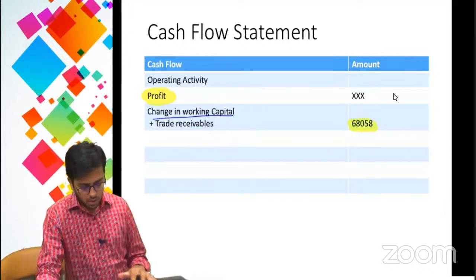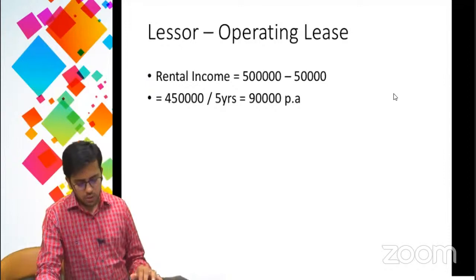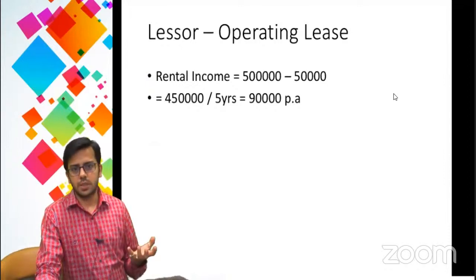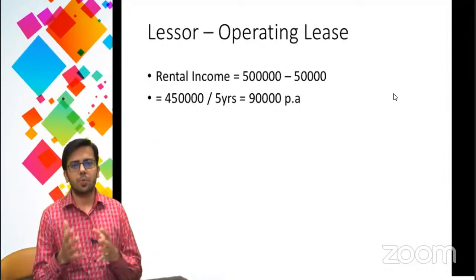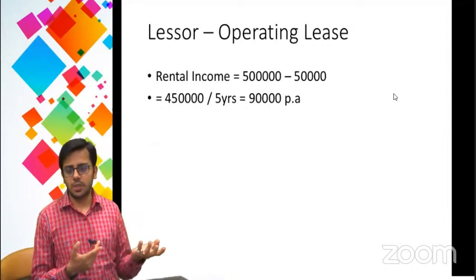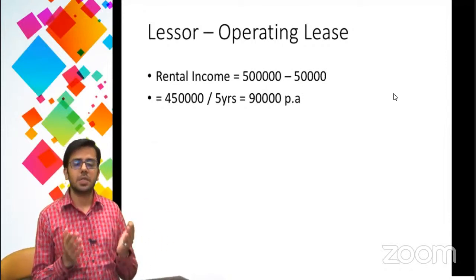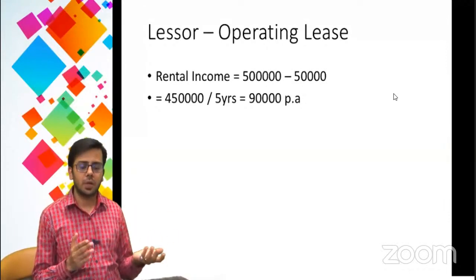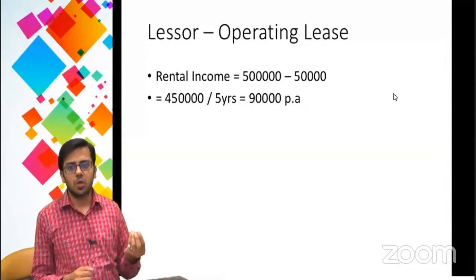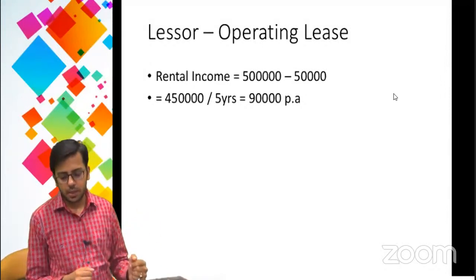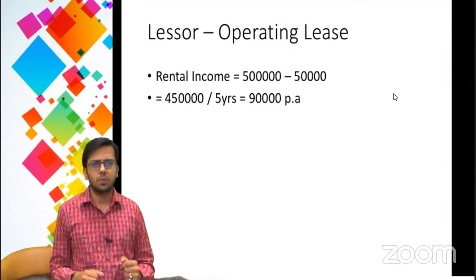Okay. Now moving towards the last phase, what if it is an operating lease? So an operating lease is where you have some property, plant and equipment that has been given on lease, and it is an operating lease. That means the asset continues to appear in the books of the lessor.